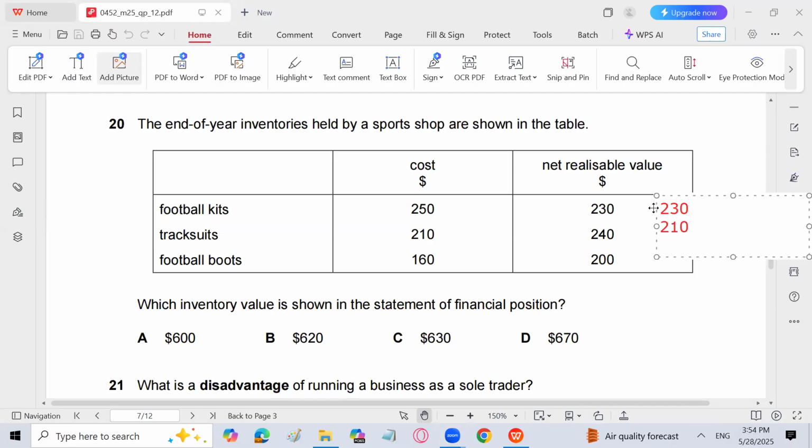Cost is less. And then 160, I will go with 160, because 160 is on the lesser side. I'll go for the total of this. 230 plus 210 is 440, and 440 plus 160 is 600, which is the answer. So A is the answer for this question.